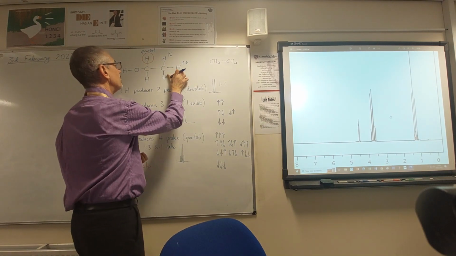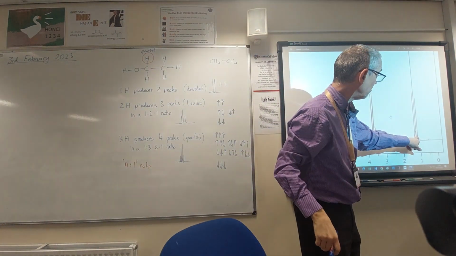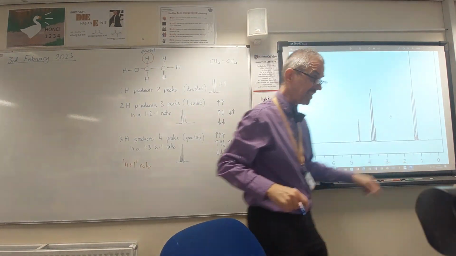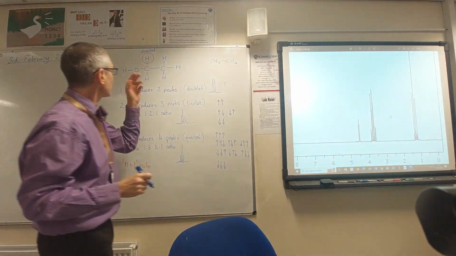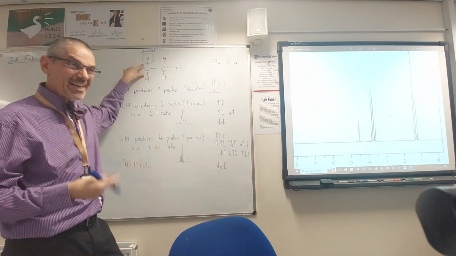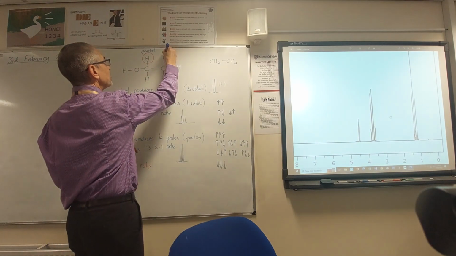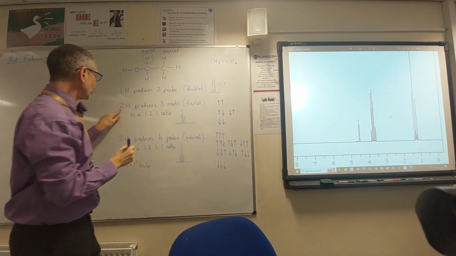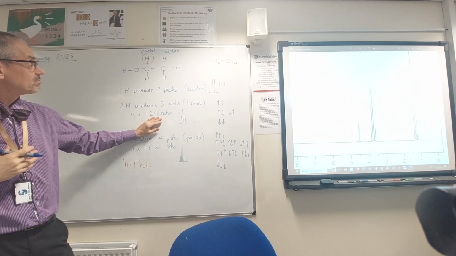And then our methyl group down here, the CH3, gives us 3 peaks. So these 3 hydrogens here are split by the neighbouring CH2 group. So they give us a triplet. CH2 splits to make 3 peaks in a 1:2:1 ratio.